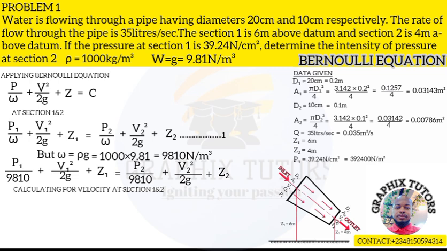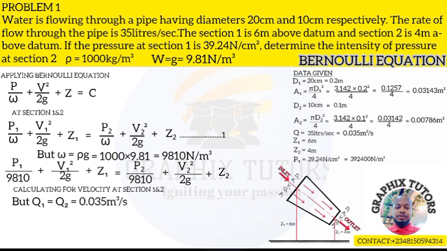Now you need to have one thing in mind: the discharge at section 1 is equal to what? The discharge at section 2, which from what we have here is 0.035 meter cube per second. Right? Have that in mind.